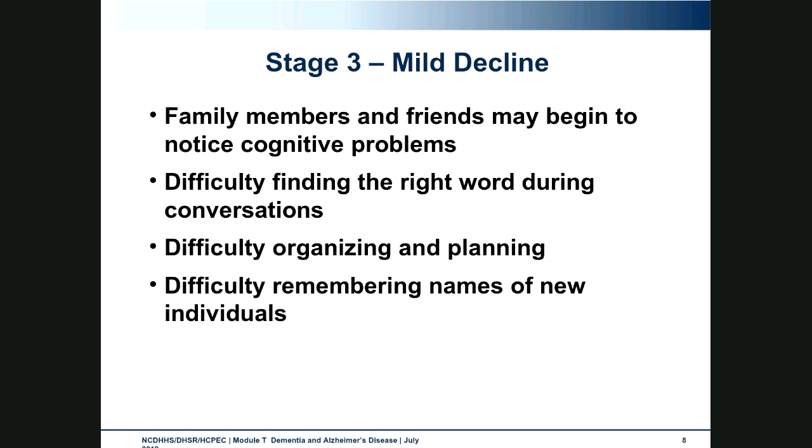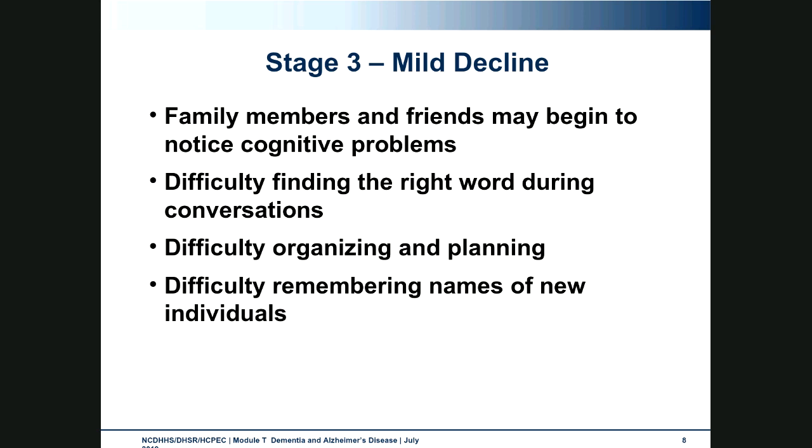In stage 3, this is when mild decline starts. Family members may start to notice and become concerned. Your person with Alzheimer's may have difficulty finding the right word during a conversation. They may have difficulty organizing or planning events, or just planning their day, how they're going to get through something. They may have difficulty remembering the names of new people. Again, these things can be easily explained away. I've never been good with learning new names, or yeah, I've been having problems finding words in conversations for a long time now.